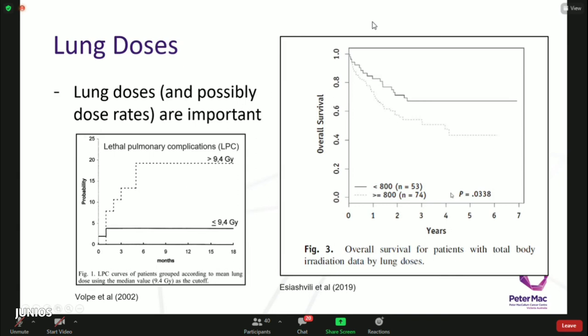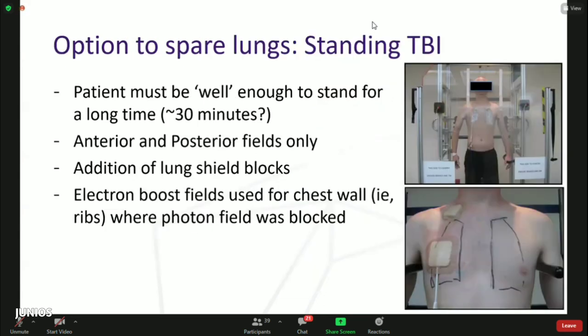Other studies have looked at similar dose levels. In this case, it was 8 gray mean lung dose. And despite a clear cutoff of follow-up time, there was some indication that a mean lung dose of 8 gray in this particular study was important for predicting overall survival. So while there are various different ways of delivering TBI, there is at least some evidence out there to suggest that sort of 8 to 9 gray mean lung dose is important for patient outcomes.